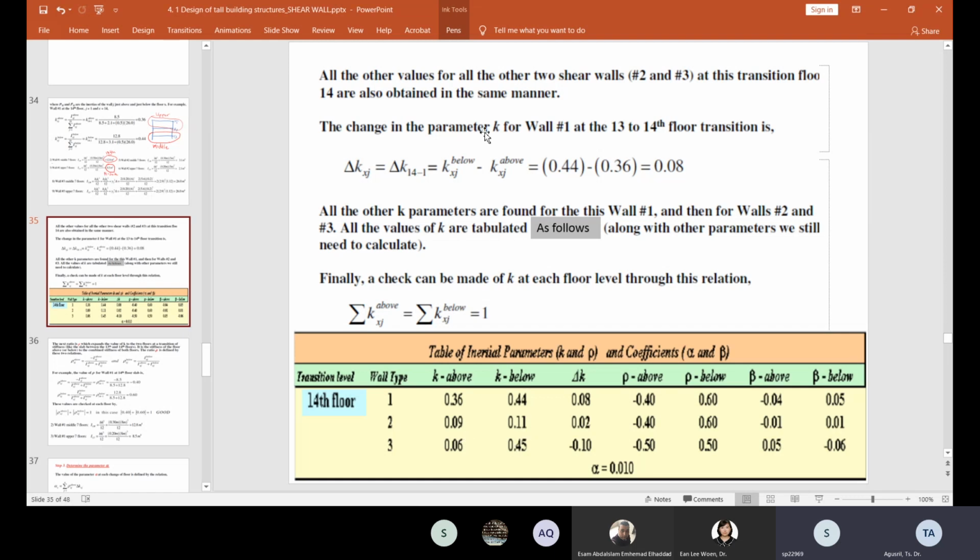Okay. The next step, because this is for the floor transition, we need to get the change in parameter, delta K. So delta K for level 14 for wall 1, this one 14 dash 1, means for level 14 for wall number 1. K xj below minus K above, so we have 0.08. You can see here 0.08. And all the other K parameters can be found for wall 1, 2, and 3 in this table.